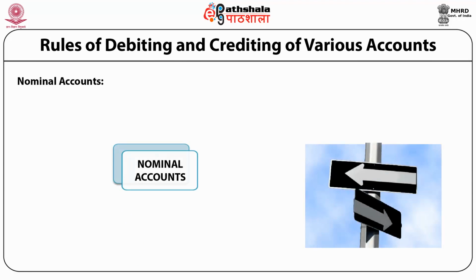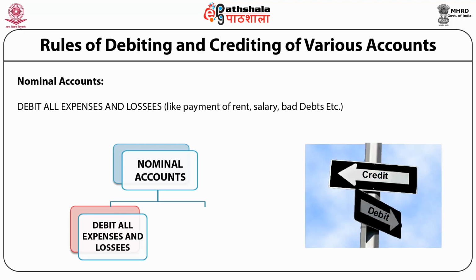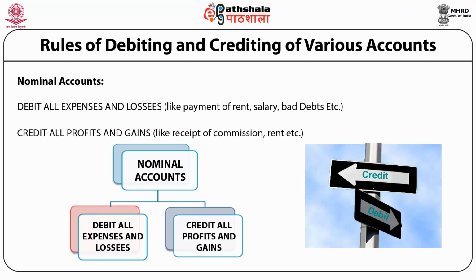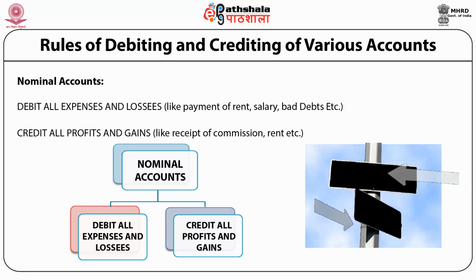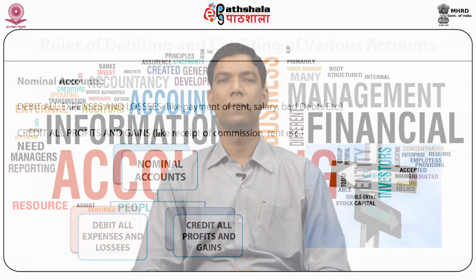For nominal accounts, the rule of debit and credit is debit all expenses and losses and credit all gains and profits. Any payment, for example rent, salary, the losses like bad debts, is to be debited, and any gains or profit like any receipt of the commission or the receipt of rent for the business, are to be credited under the nominal accounts.